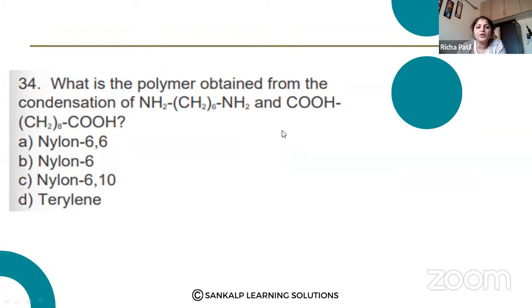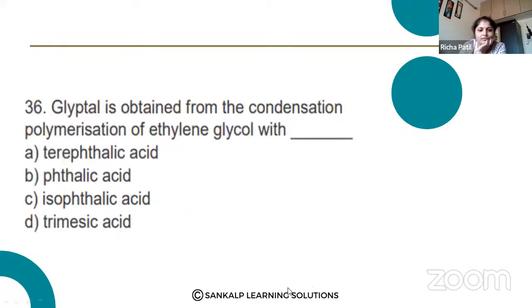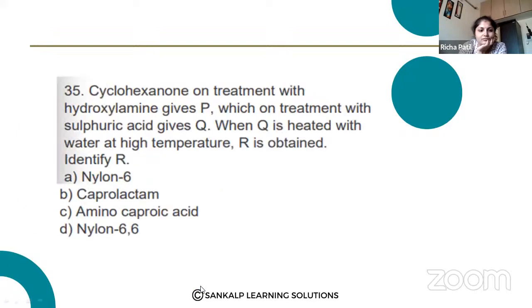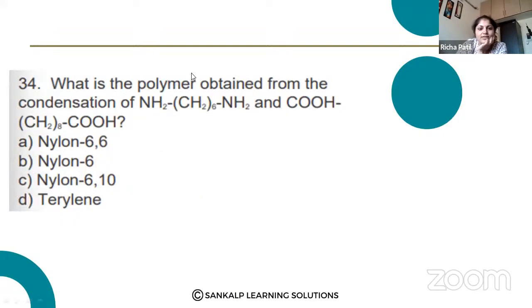What is the polymer obtained from the condensation of hexamethylene diamine and adipic acid? So what is the answer? A. Yes, many have answered it right. Yes, A. Right? A. Nylon 66. So we'll go for the next one.